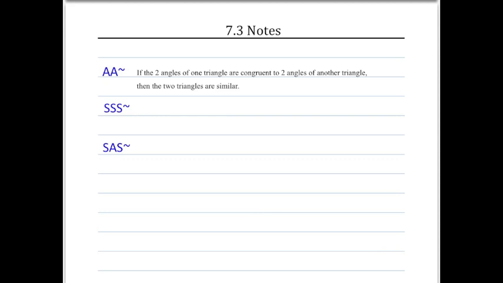The first theorem we'll talk about is AA similarity. That states if 2 angles of one triangle are congruent to 2 angles of another triangle, then we can prove that the 2 triangles are similar. Remember, the word similar means they have the same shape, the same angles, but the sides are proportional. So let's talk about an example of AA similarity.